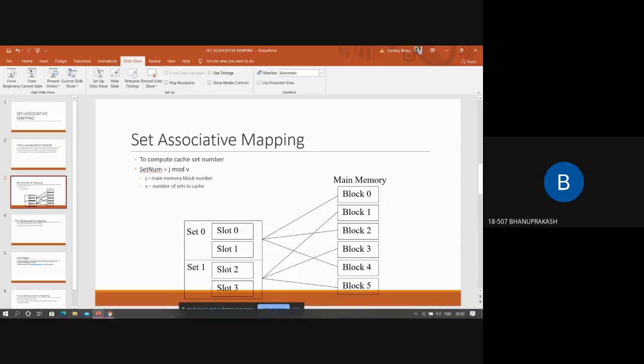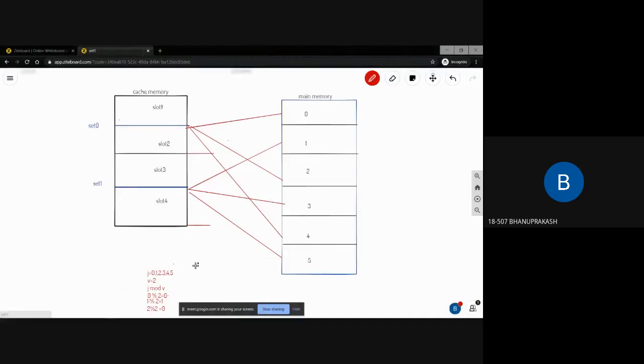For example, we have J from 0, 1, 2, 3, 4, 5, that is, main memory blocks 0 to 5, and B equal to 2. Basically, 2 means there are two sets in the cache memory. The formula is J mod B. So 0 mod 2 equals 0. So the zeroth block is placed in set 0.